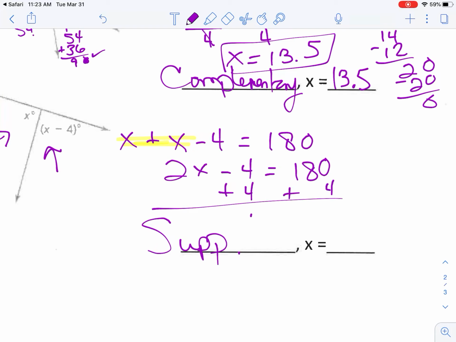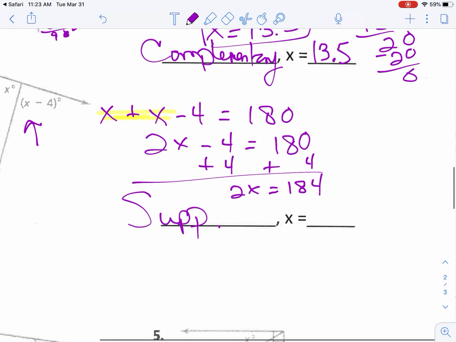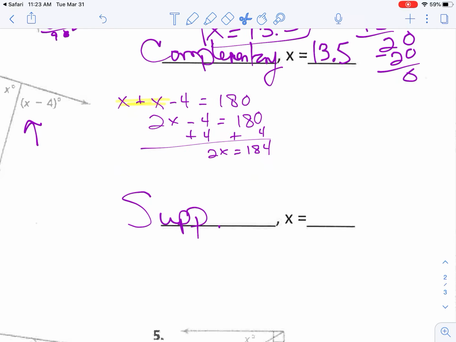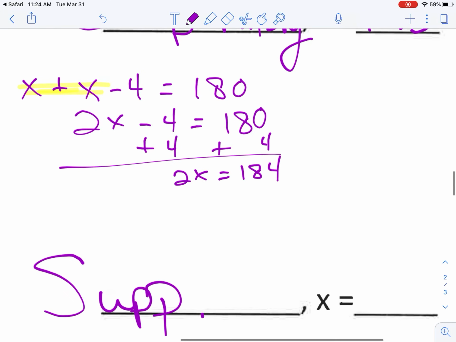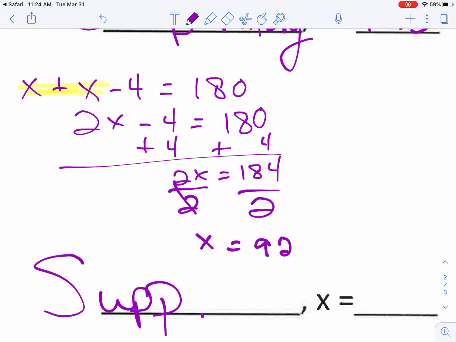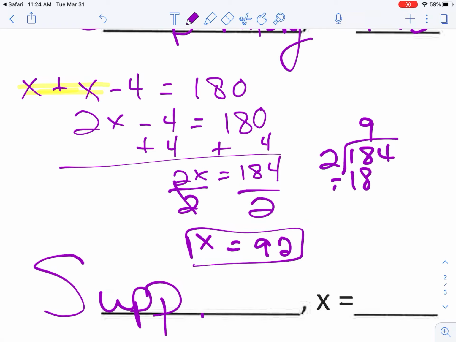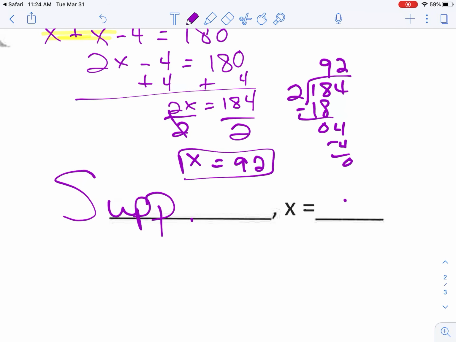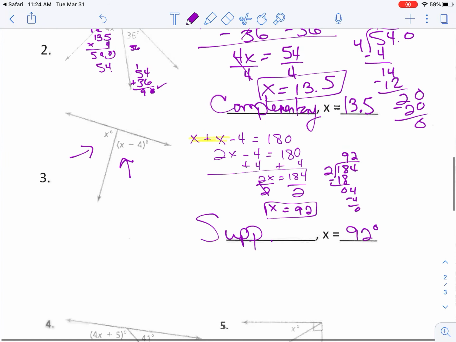Do the inverse and add 4 to both sides. So 2x equals 184. And then we will divide both sides by 2 to get that x by itself. 184 divided by 2 would be 92. I'll double check that, just since I'm supposed to be showing my work. Okay, so x is 92 degrees.